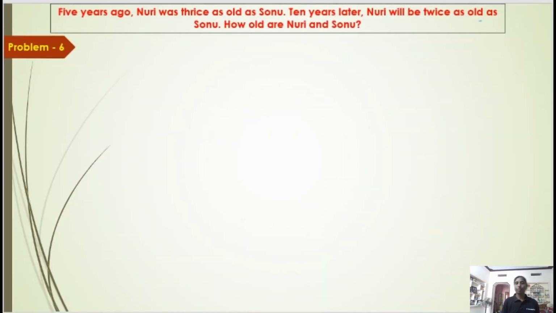So we have problem number 6 here. Let us read. 5 years ago, Noori was thrice as old as Sonu. 10 years later, Noori will be twice as old as Sonu. How old are Noori and Sonu? That means, what is the present age of Noori and Sonu? So we will start our solution from here.